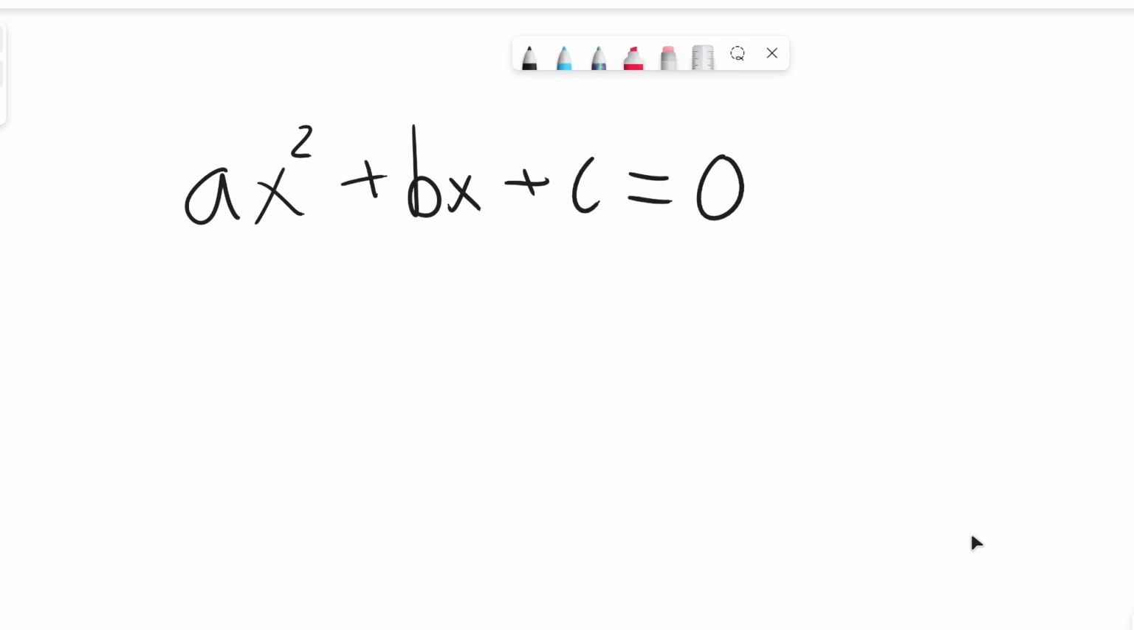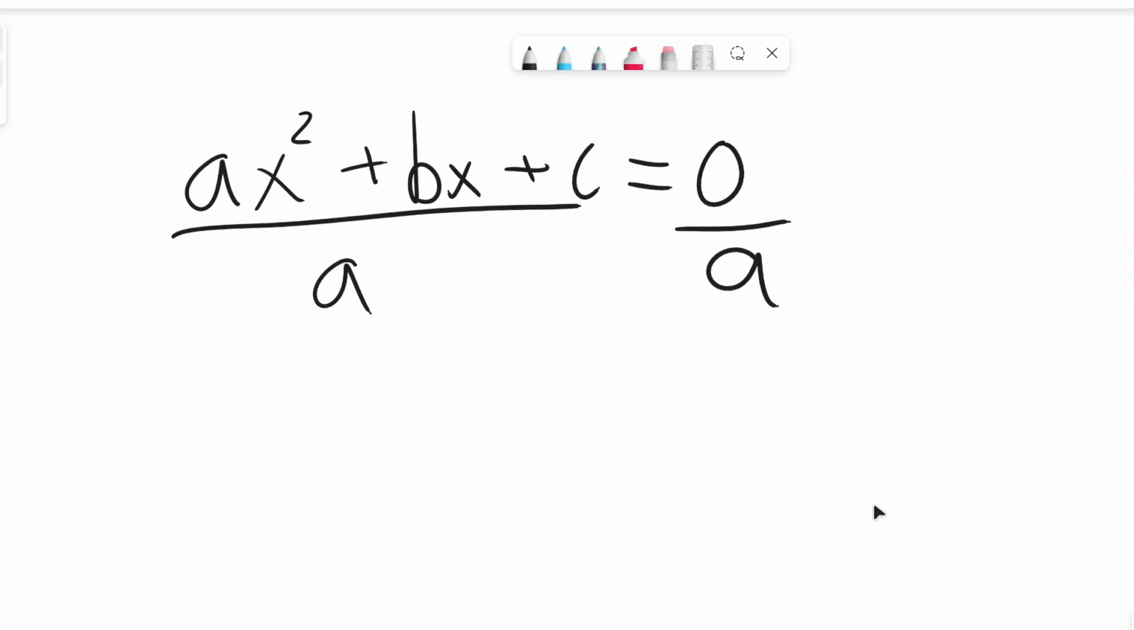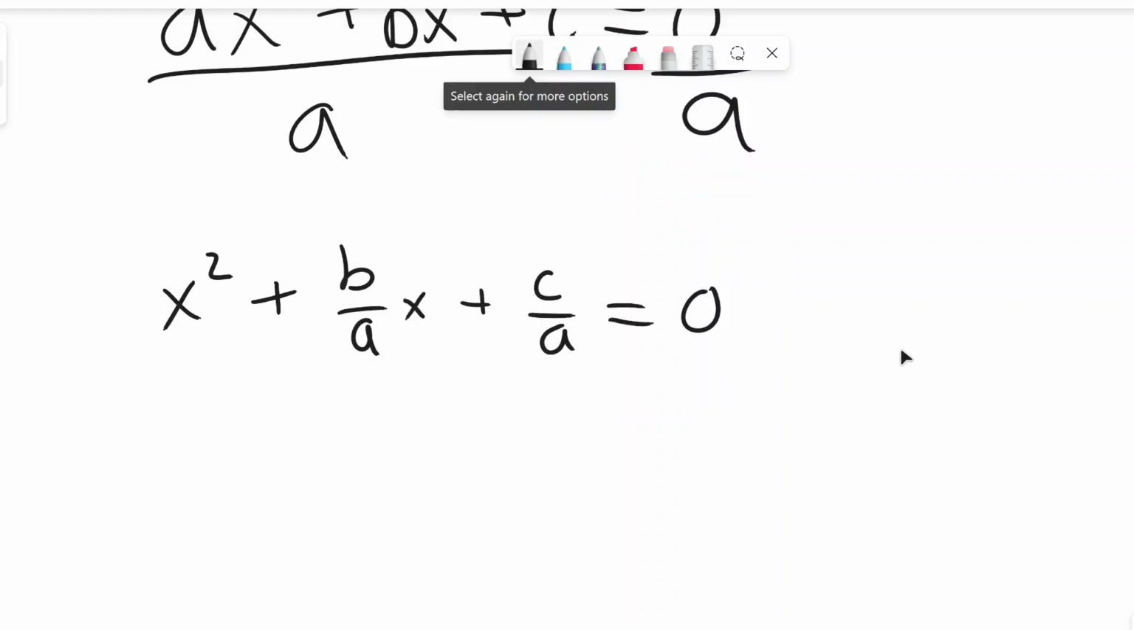So the first thing we're going to do is divide everything by a. I'm sure you can understand why we want to get x by itself, so we should at least get rid of the coefficient in front of the x squared first. So we're going to have now x squared plus b over a x plus c over a equals 0.